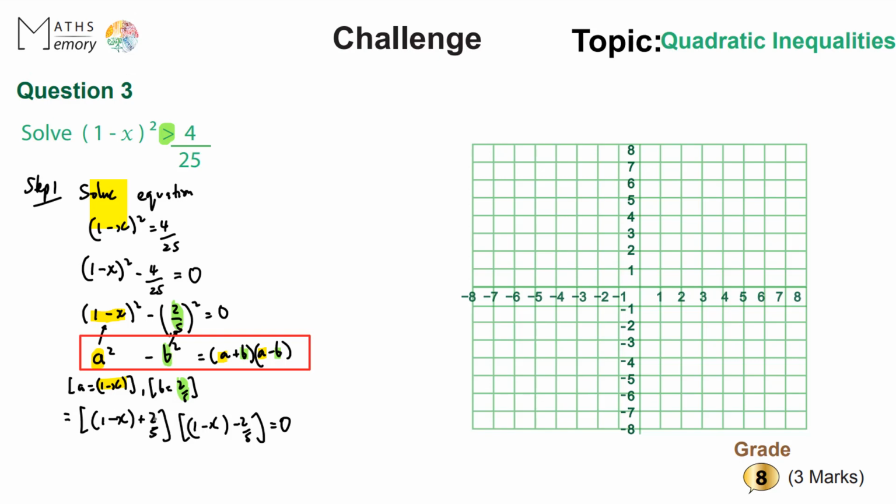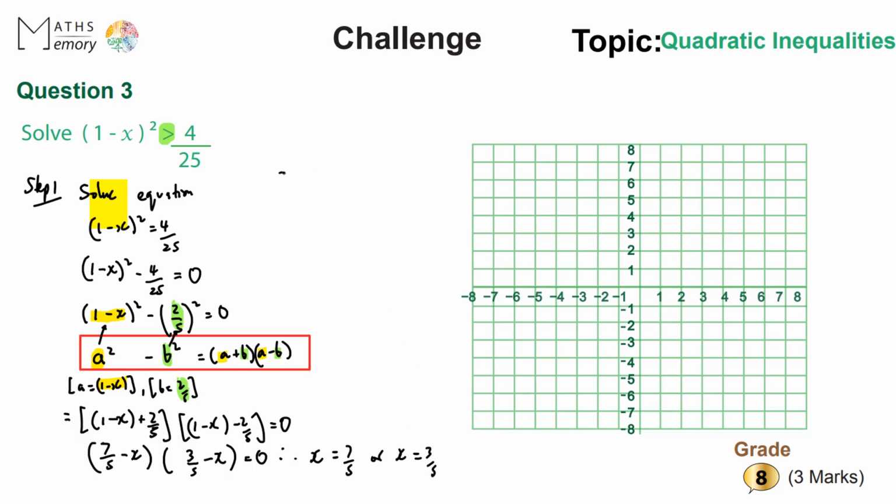So let's add all the numbers. What's 1 plus 2 over 5? 1 plus 2 over 5 is going to be 1.4, or 7 over 5. This can be non-calculator. So it'll be 7 over 5 minus x over here. And what's 1 minus 2 over 5? It'll be 3 over 5 minus x over here. And this is all equal to 0. We still haven't solved it. Therefore, x would simply be 7 over 5, or x would be 3 over 5. Now that looks complex.